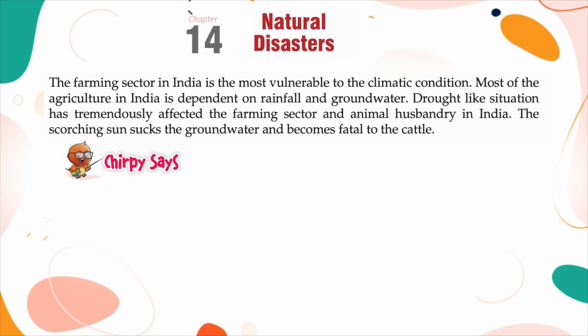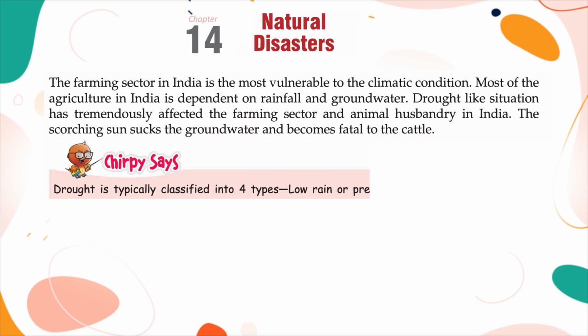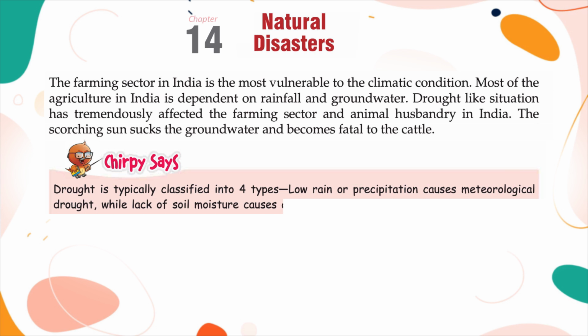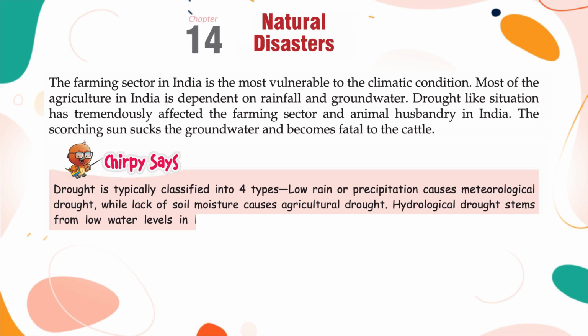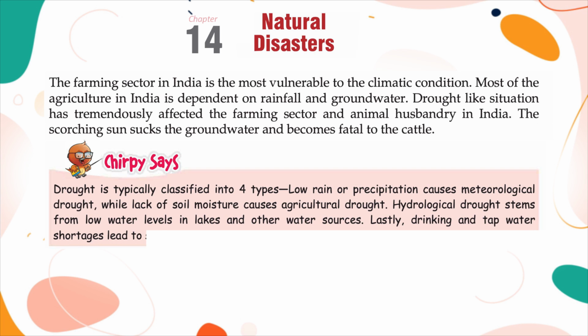Chirpy says, drought is typically classified into 4 types. Low rain or precipitation causes meteorological drought, while lack of soil moisture causes agricultural drought. Hydrological drought stems from low water levels in lakes and other water sources. Lastly, drinking and tap water shortages lead to socio-economic drought.